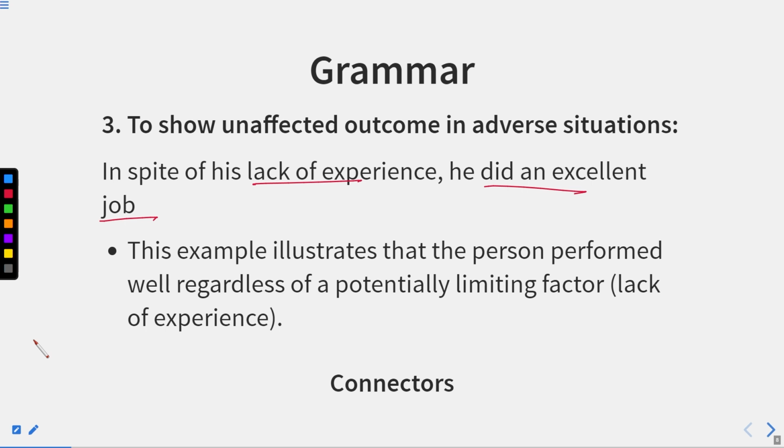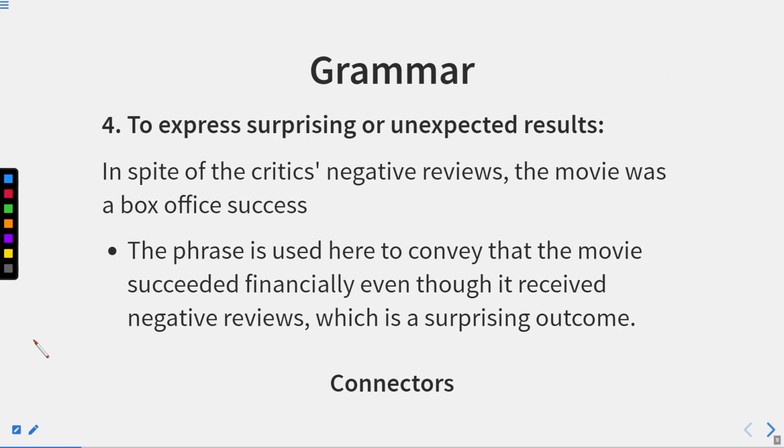Now, let us move to the next example. To express surprising or unexpected results. In spite of critics' negative reviews, the movie was a box office success. Now, in this part, you can see that there was a surprising or unexpected result. There were negative critics' reviews. So, the expectation was that the outcome would not be good, yet the movie was a box office success.